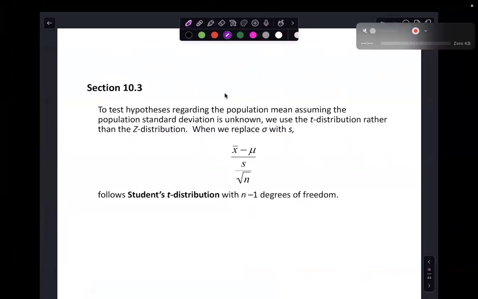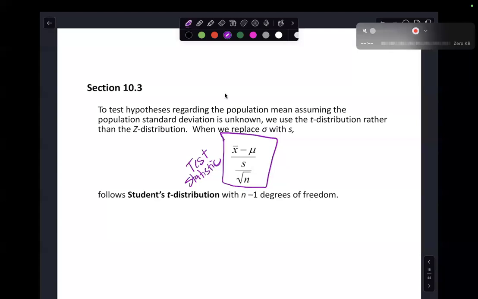So 10.3, we're going to be testing the hypothesis regarding a population mean. It's kind of like when we created our confidence intervals with proportions and then we did it with means. This is the same thing. We're still going to be creating confidence intervals, but it's just mean instead. This right here is going to be my test statistic. So they're going to give us a mean that they think is true. I'm going to write this down. Test statistic.